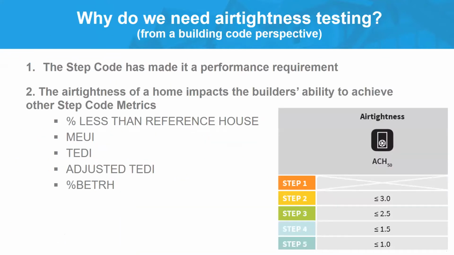So why do we need air tightness testing? Well, for one, the step code has made it a performance requirement. And the second is that air tightness of a home impacts the builder's ability to achieve all the other step code metrics. So it impacts the percentage less than reference house, mechanical energy use intensity, the thermal energy demand intensity, the adjusted thermal energy demand intensity, and the percentage better envelope than reference house.